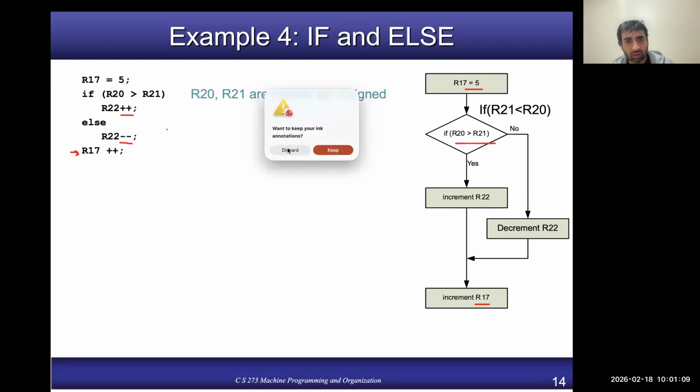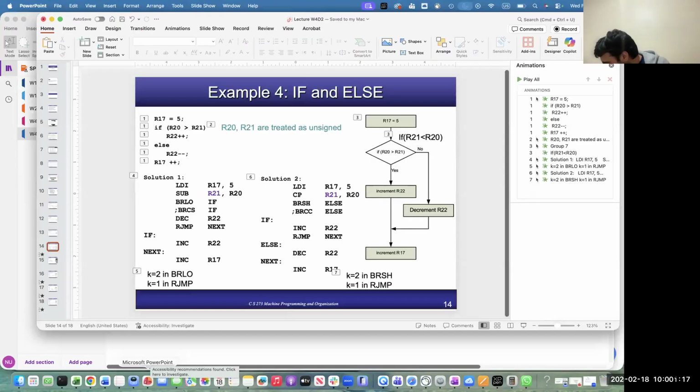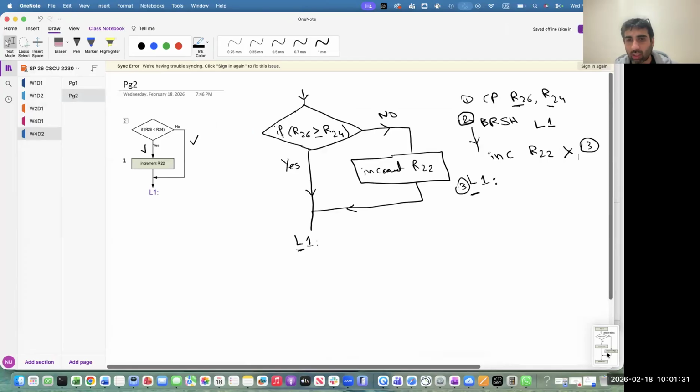Let me first show you how I did it, because there can be different ways of doing it, but I think the way I did is a bit different, different from the slides, I guess. Let me just take it to the OneNote.